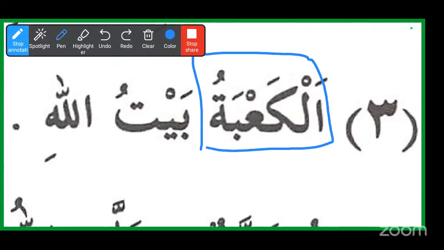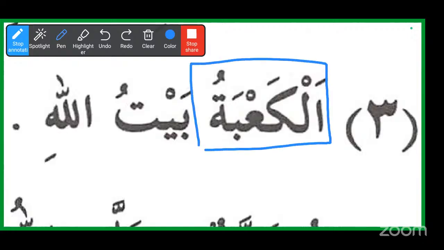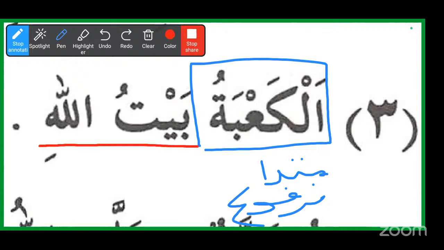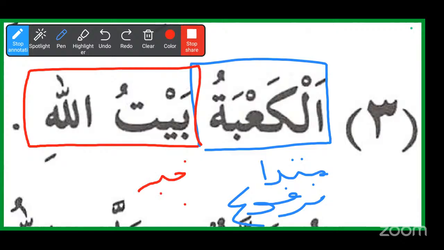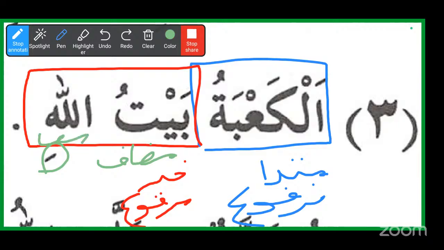Al-Ka'batu Baytullahi. Now, can you do the tarkib or should I do it? So al-Ka'batu is the mubtada, marfu, the subject. Bait will also become a khabar and it's marfu. The whole thing is mudaf and mudafun ilay, and it becomes the khabar marfu. Bait will be the mudaf and Allah will be mudafun ilay. Baytullahi, house of Allah. Of course, Allah is the possessor and Baytu is the possessed thing.